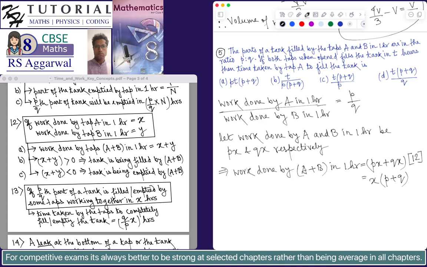What is the question asking? If both taps when opened fill the tank in T hours, then time taken by tap A to fill the tank. Okay. So somehow we have to find x from the given information in the problem. We have work done by A plus B in 1 hour is x into P plus Q. It's better if we express it in the form of 1 by n. So this will be 1 by x into P plus Q.